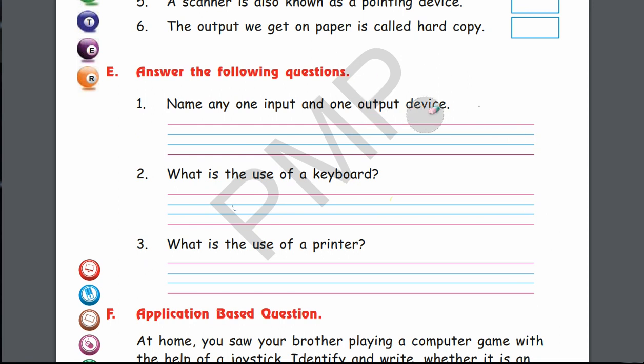Name any one input and output device. So let us see what we have to name, one input and output device. So let us write input device. In input device you can write anything, keyboard. Suppose I have written keyboard, you can write mouse also. And output device. I have written printer. You can write monitor also.